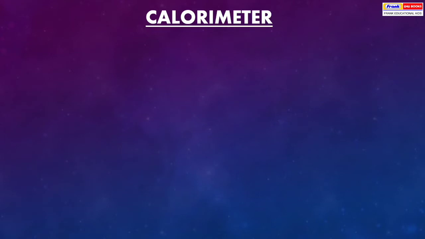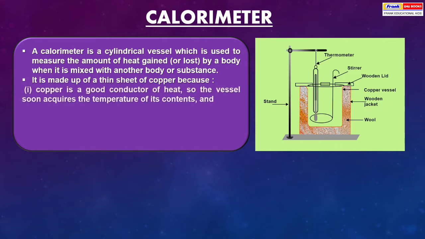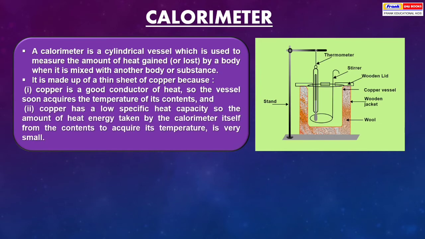Calorimeter. A calorimeter is a cylindrical vessel which is used to measure the amount of heat gained or lost by a body when it is mixed with another body or substance. It is made up of a thin sheet of copper because copper is a good conductor of heat, so the vessel soon acquires the temperature of its contents, and copper has a low specific heat capacity, so the amount of heat energy taken by the calorimeter itself from the contents to acquire its temperature is very small.